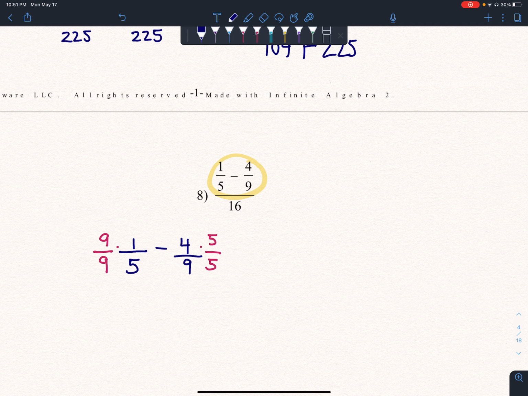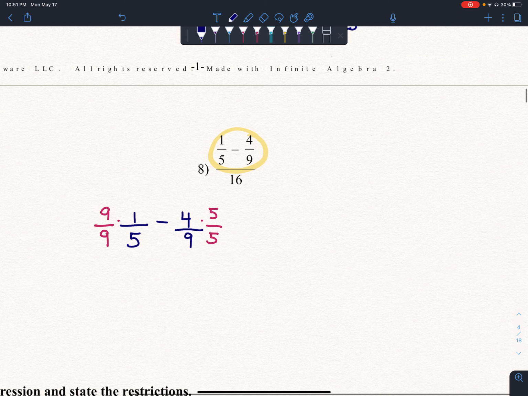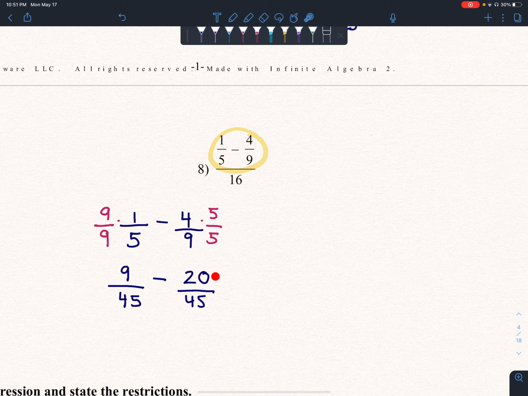And we're not changing anything, we're multiplying by 1. So in the first one, we're going to get 9 over 45. The second one, we have 4 times 5, 20, over 9 times 5, 45. And now we are only dealing with the numerator. So 9 minus 20, we end up with negative 11 over 45.